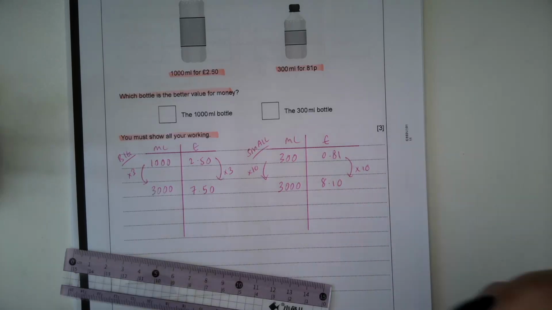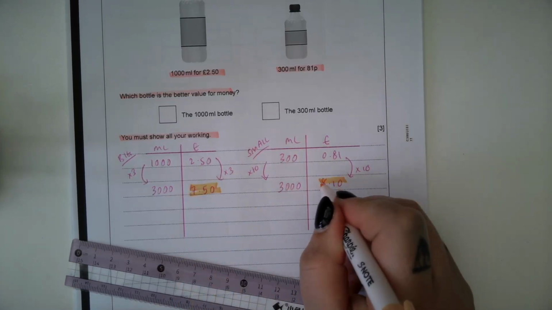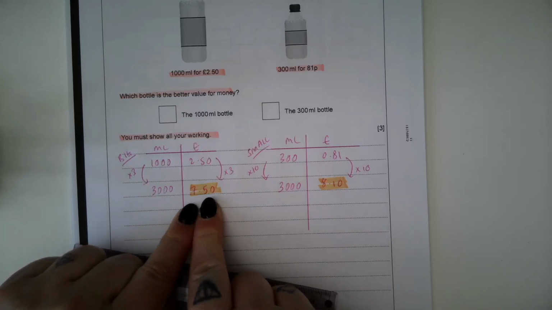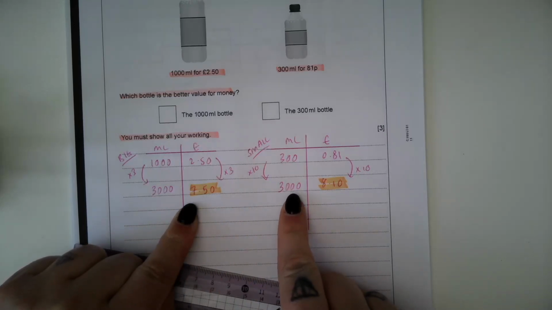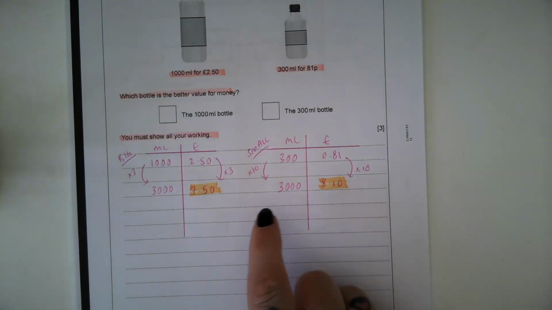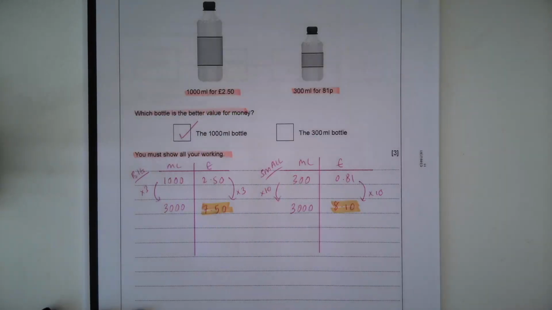Okay, so we're going to look at these two values now. We want the better value for money. So we've got them both here. For 3,000 millilitres, it costs £7.50 in the bigger bottle. But for 3,000 millilitres in the smaller bottle, it costs more. It costs £8.10. So the 1,000 millilitre bottle is the better value.